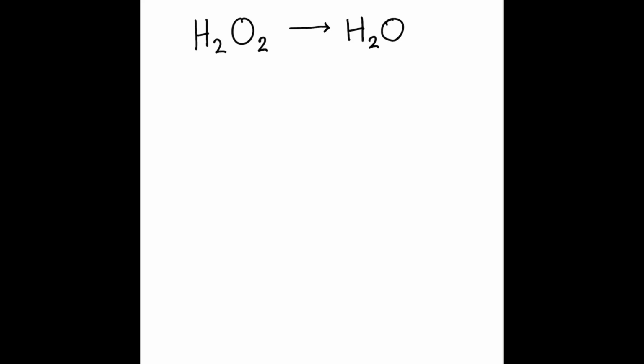We can do this by adding coefficients. So here you can see that we've added the coefficient of 2 to the hydrogen atom on the right side. That means that we have 4 hydrogen atoms on that side. We also have 2 oxygen atoms because the 2 carries over.